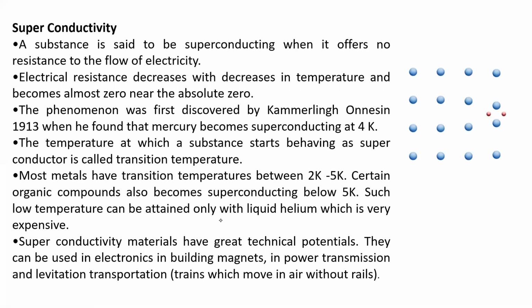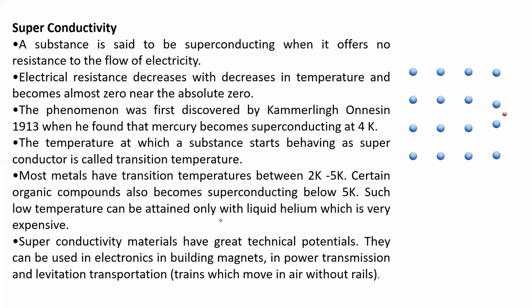Superconductivity, we have zero resistance. A substance is said to be superconducting when it offers no resistance to the flow of electricity. Electrical resistance decreases with the decrease in temperature and becomes almost zero at absolute zero. This phenomenon was first discovered by Kamerlingh Onnes in 1913, when he found that mercury becomes superconducting at 4 kelvins. So superconductivity means zero resistance.